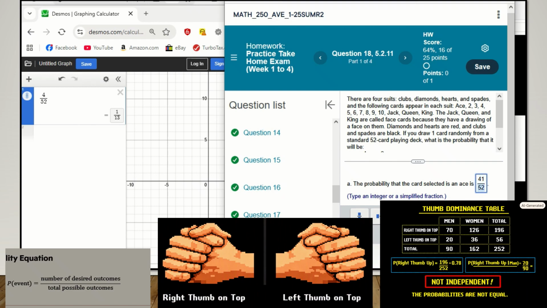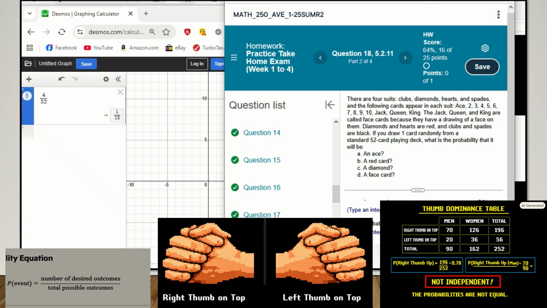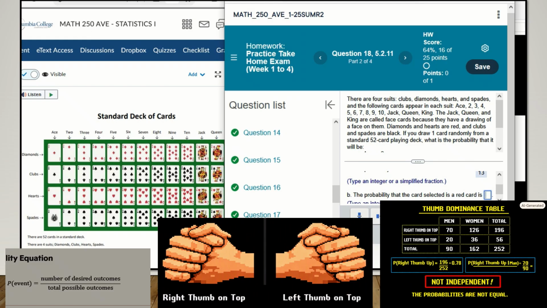There we go. Let's see if that works. So now the probability of selecting a red card. Let's go back to our standard deck here. See, we've got 13. 1, 2, 3, 4, 5, 6, 7, 8, 9, 10, 11, 12, 13. We got 13 diamonds and we should have 13 hearts. Those are your red cards. Those add up to 26, right?